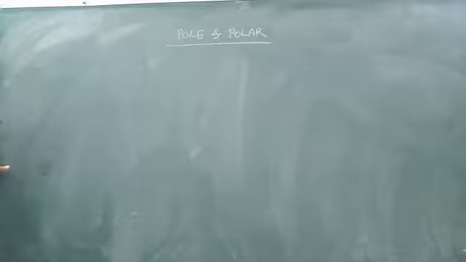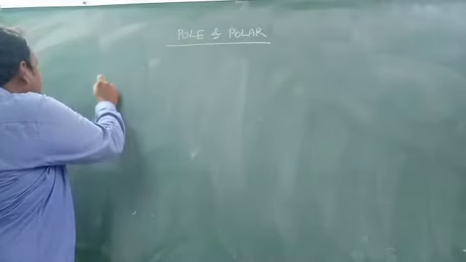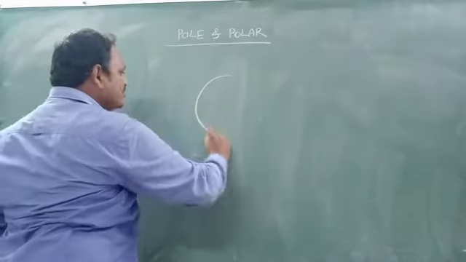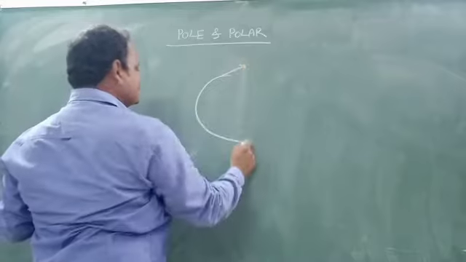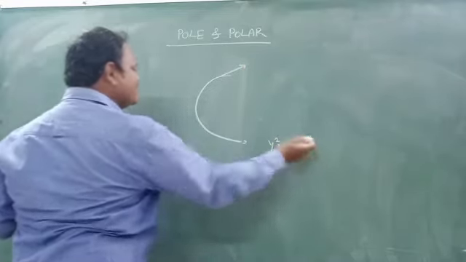accompanied by a pole and polar. We are having this in three cases. Suppose, you see here how it is defined. Suppose we take a parabola, y square is equal to 4ax, like this. This is the parabola we are having here.